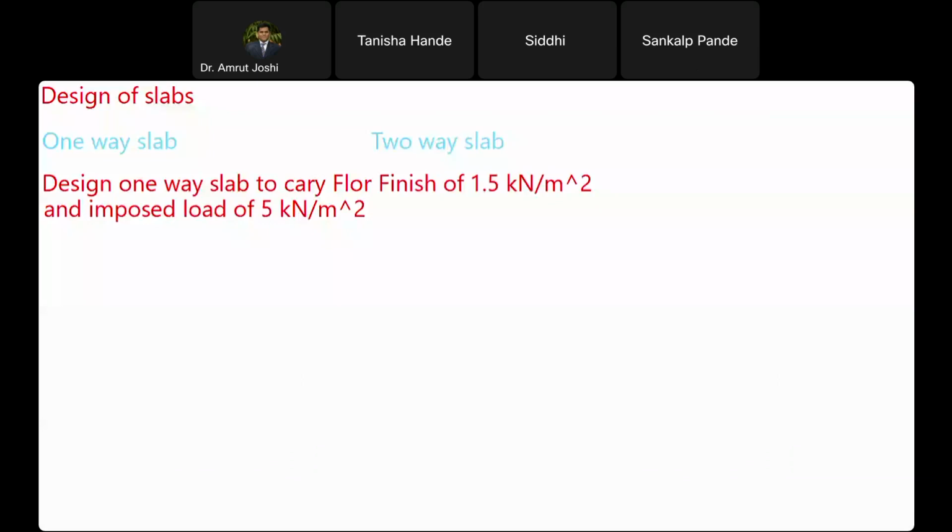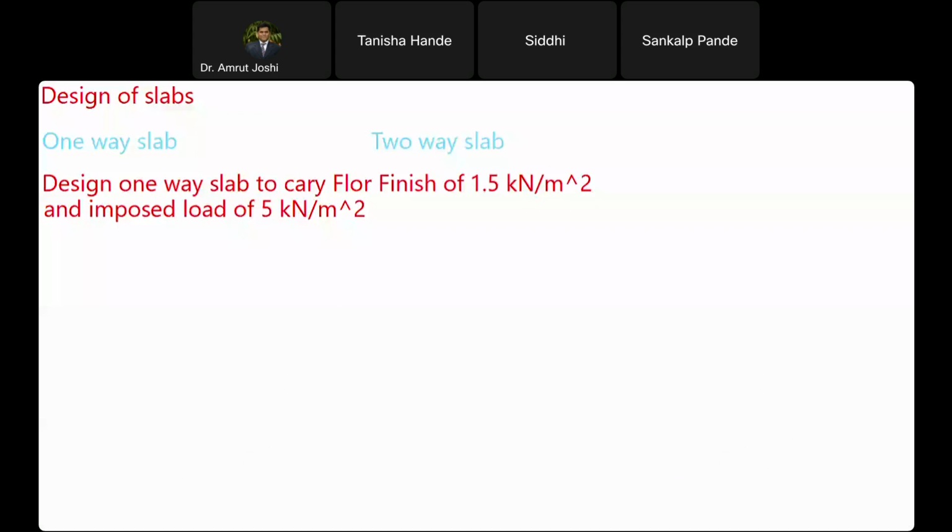So today we are going to discuss design of slab, and the load path. The load is first transferred to the floor, that is slab. From slab, it is transferred to beams. From beams, it is transferred to columns, and from columns, it is transferred to footing, and from footing, it is transferred to the strata. So now the slab is the first element which receives the load.